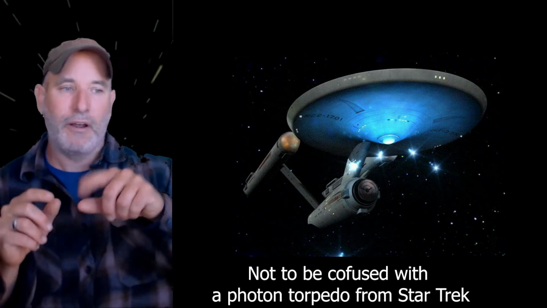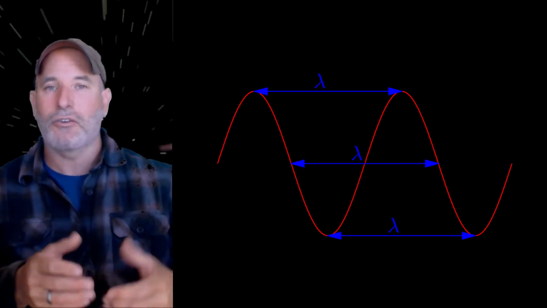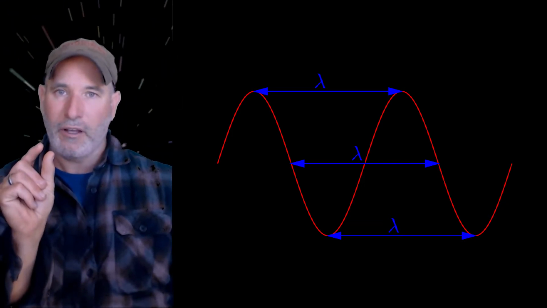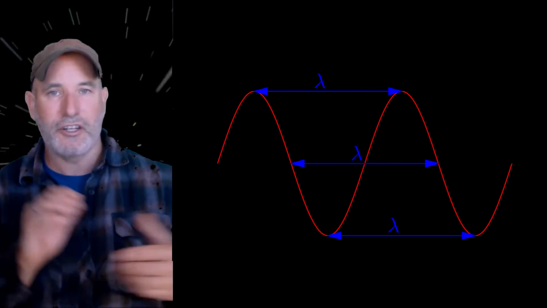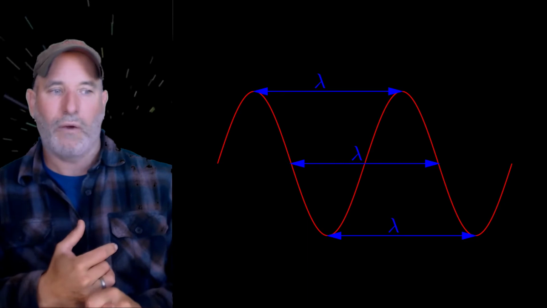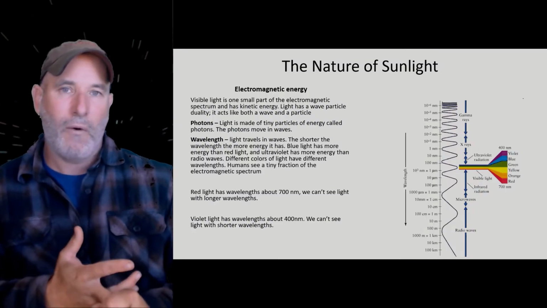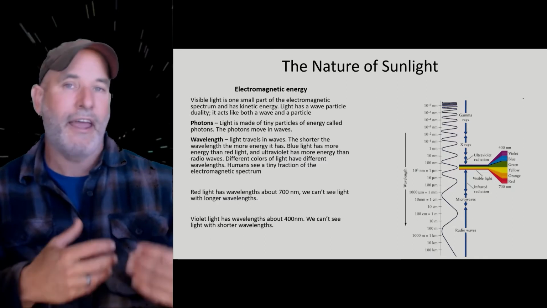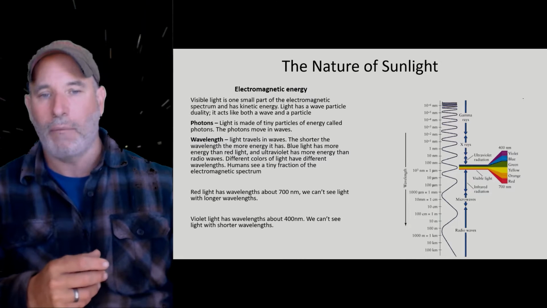And the distance between the wavelengths, or the distance between the peaks and the troughs, that is your wavelength. The shorter the wavelength, the more energy it has, and the longer the wavelength, the less energy it has. So if you're thinking about radio waves, microwave, infrared, these are photons that have a wavelength that's long enough that we can't see it. In fact, radio waves easily pass through our houses with no problem.